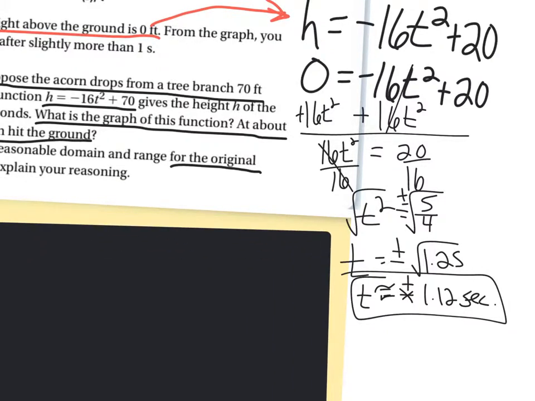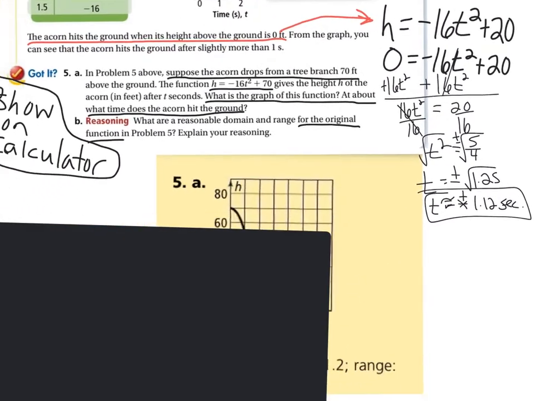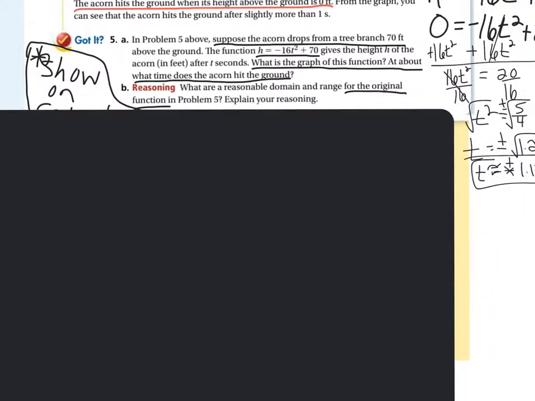So similar idea if we look at number 5. Now we're going to be talking about an acorn dropping from a tree branch 70 feet above the ground. And then we're going to be talking about what time the acorn hits the ground. Well, it's coming from a lot higher than our 20 feet, so we're expecting it's probably going to take a little bit longer than that to hit the ground.